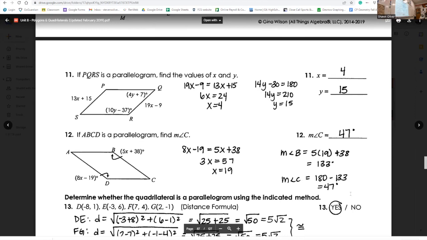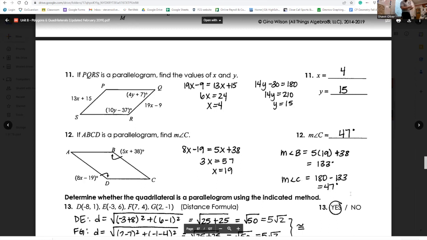Alright, so if this is a parallelogram, number 11, opposite sides are congruent. So because they're congruent, you just set them equal to each other. And then because it's a parallelogram, consecutive angles are 180, which means they are supplementary, which means we just add them together.